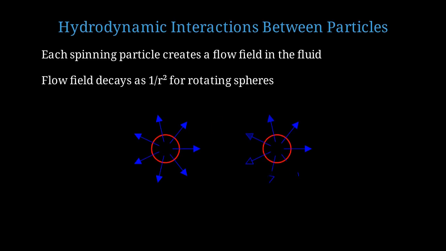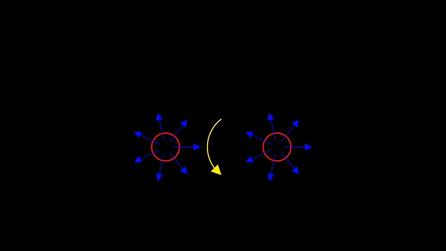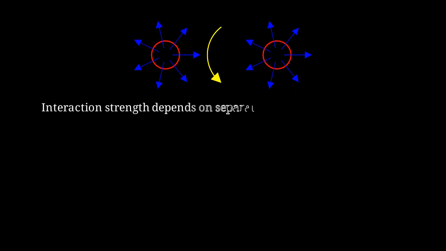Here we see 2 spinning particles. Each creates a flow field, shown by blue arrows. These flow fields overlap and cause the particles to interact, even without direct contact. The strength of hydrodynamic interaction depends strongly on how far apart the particles are. Closer particles interact more strongly.